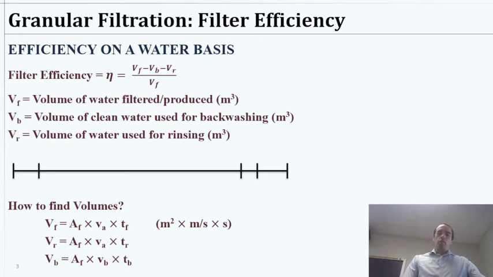Okay, so first of all, we want to take a look at the efficiency of a filter on a water basis. So how efficient is this filter? We're going to use nu here, this symbol, as the filter efficiency. And this is only on a water basis, not on a time or flow rate basis. So here, we're simply going to say this is equal to the volume filtered, VF, minus the volume used for backwashing, minus the water used for rinsing, all divided by the total volume filtered. So we're going to get that from VF, which will be that during production.